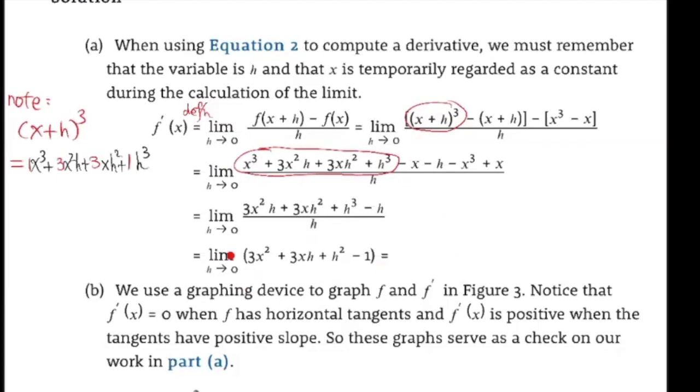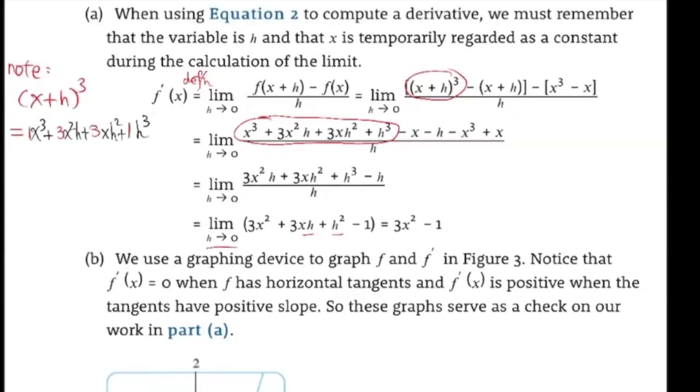So we're taking the limit of this function. Notice that over here, the h is changing. The x here is regarded as a temporary constant. So we substitute h over here to be 0. So we're going to get 3x squared minus 1. So this is the derivative of the function f. So that's f prime of x. Okay. So you can see that it's a new function, and this new function is derived from this function f over here, by this limit.